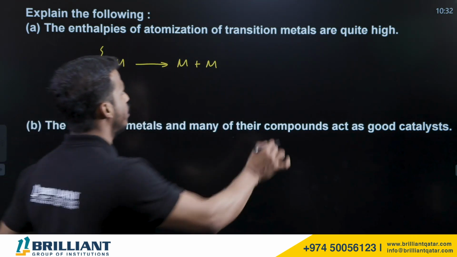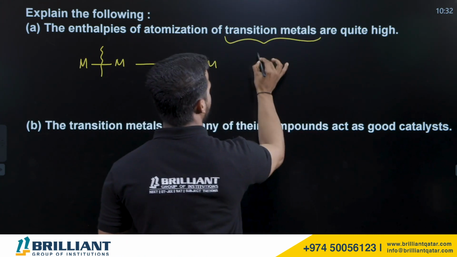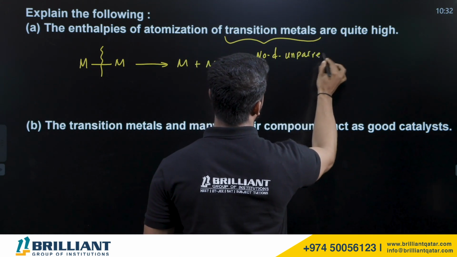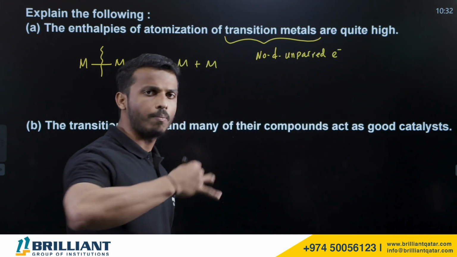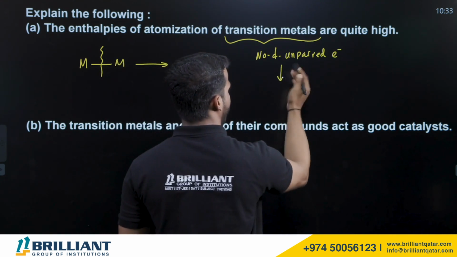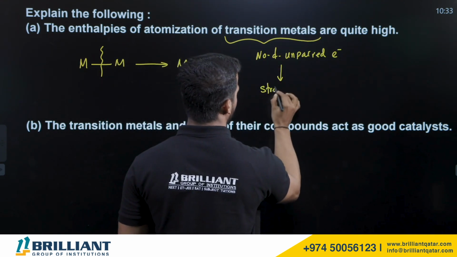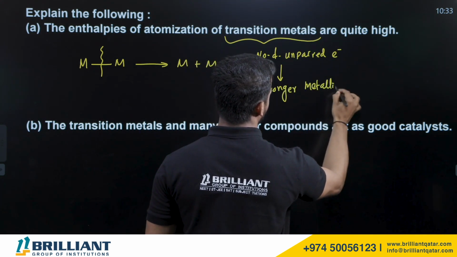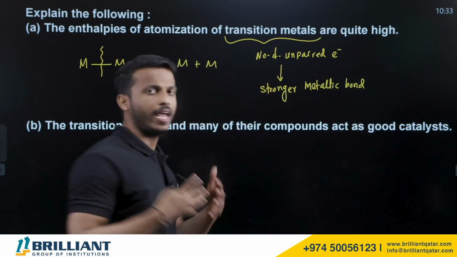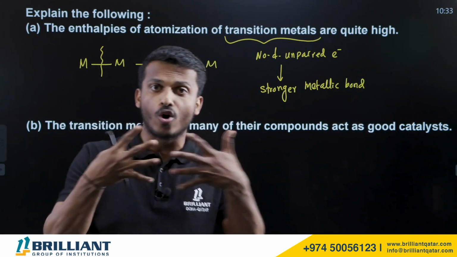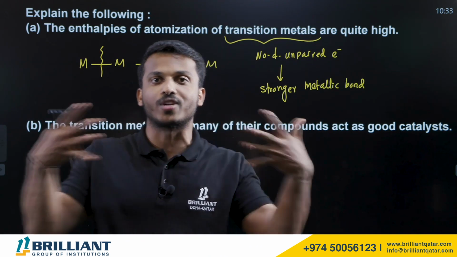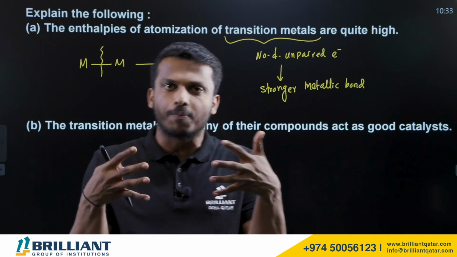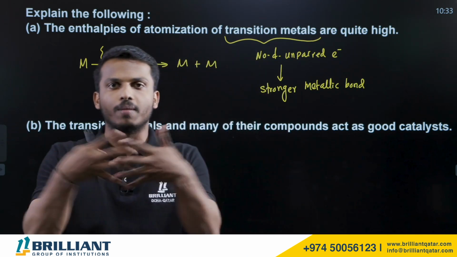Dear student, transition elements, as we just discussed, have many unpaired electrons. If there are many unpaired electrons, they can take part in bonding and the metallic bonding will be stronger. Dear all, when more electrons take part in bonding, the metallic bond strength increases. In transition elements, they have many unpaired electrons. So when these unpaired electrons take part in bonding, the metallic bond strength increases.